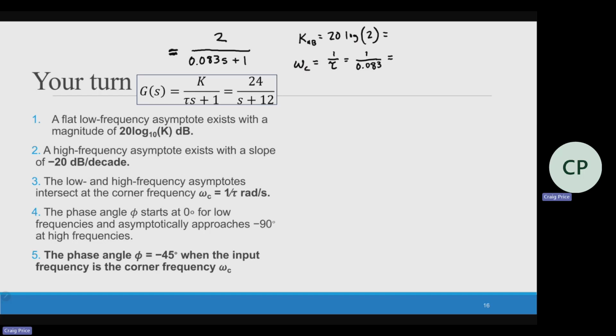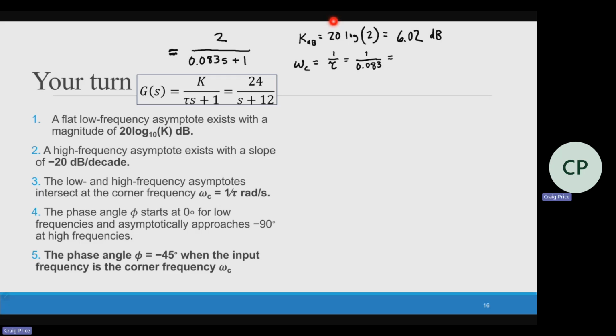What is 20 log of 2? 6.02. So 6.02 decibels. That's going to be our starting point for the magnitude. That's where that horizontal line is going to be. That's our starting point, 6.02 decibels.